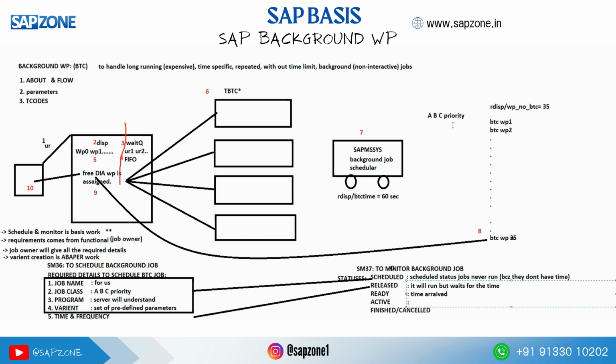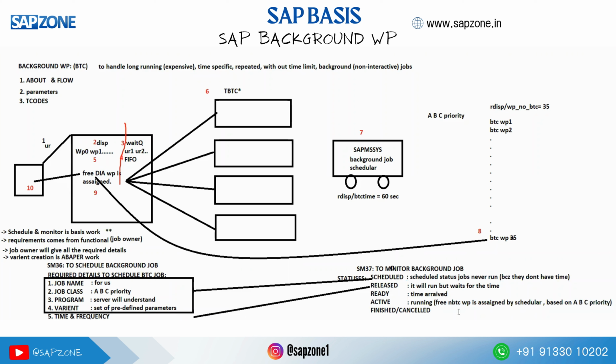When the scheduler assigns a freely available work process based on the ABC priority, the job will come to active. Active means running, means it has a free work process. Which work process? A BTC work process is assigned by the scheduler. Finished or cancelled means no need to mention anything. Finished means successful. Cancelled means it has failed.